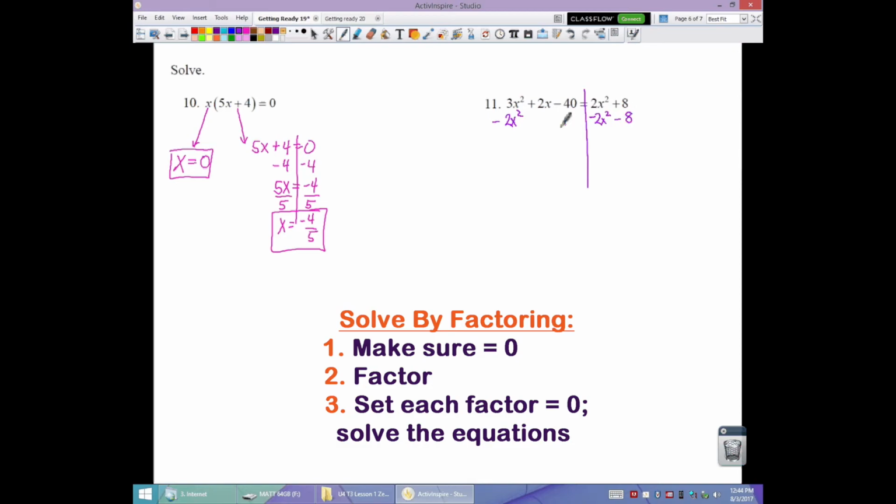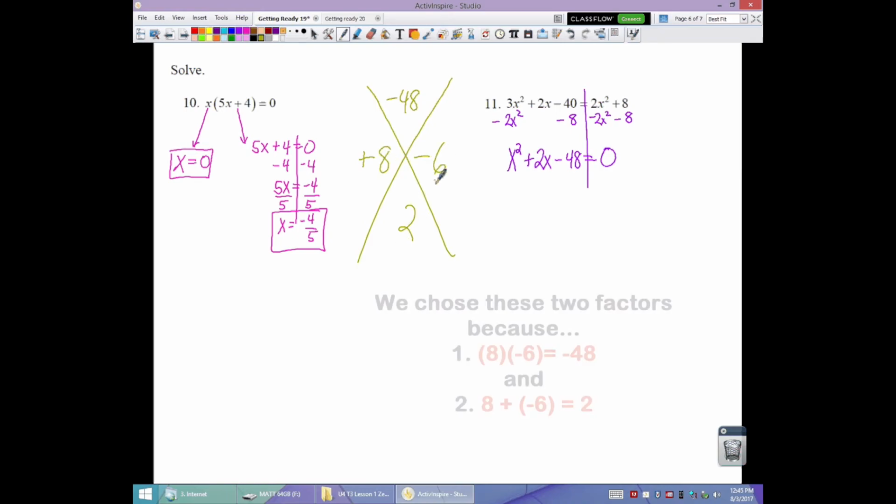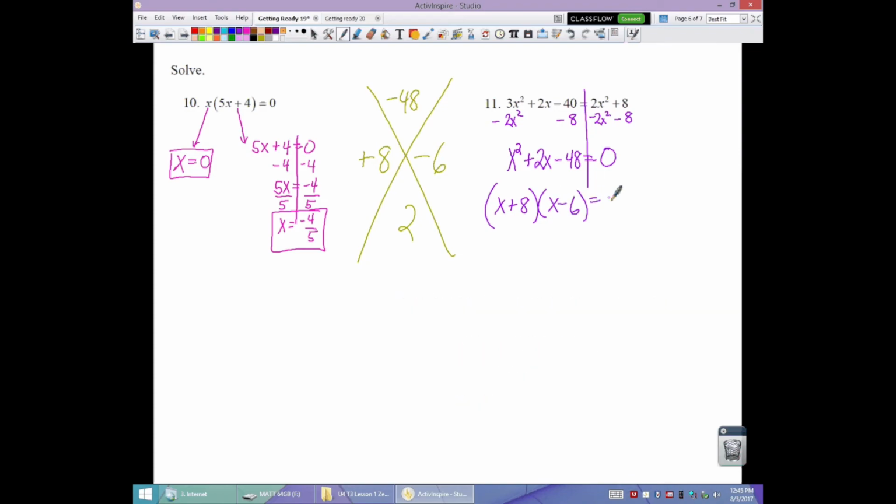At the same time, I can subtract 8. I'm going to have 1x squared, nothing to do with the 2x yet. Negative 40 and negative 8 is negative 48, and that's equal to 0. Now we need to factor. Magical x, product negative 48, sum positive 2. To get a negative product, I need one of each sign. They have to be different by 2. So I want positive 8 and negative 6. My factors are x plus 8 and x minus 6.